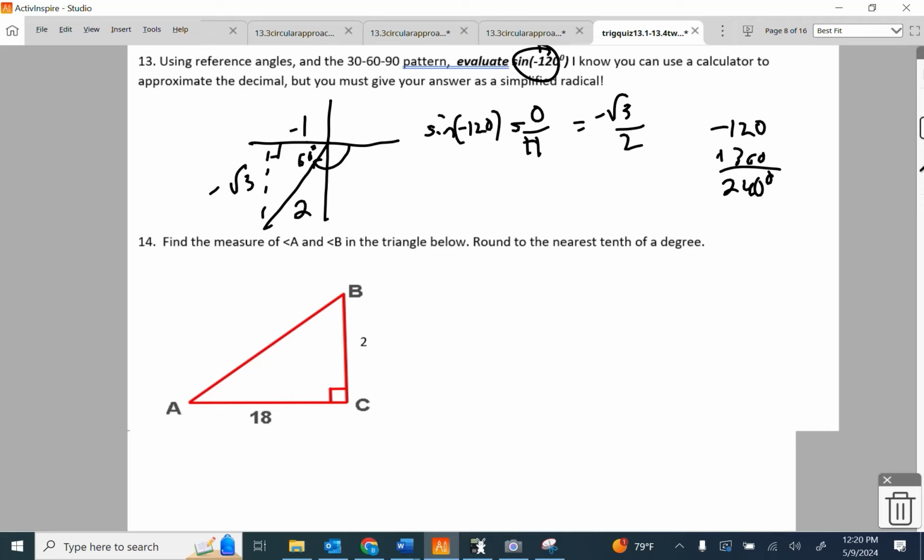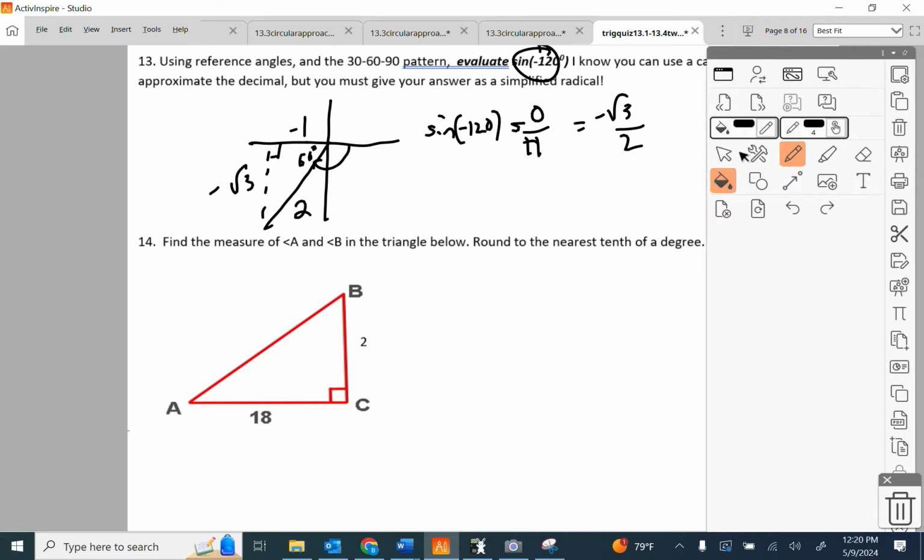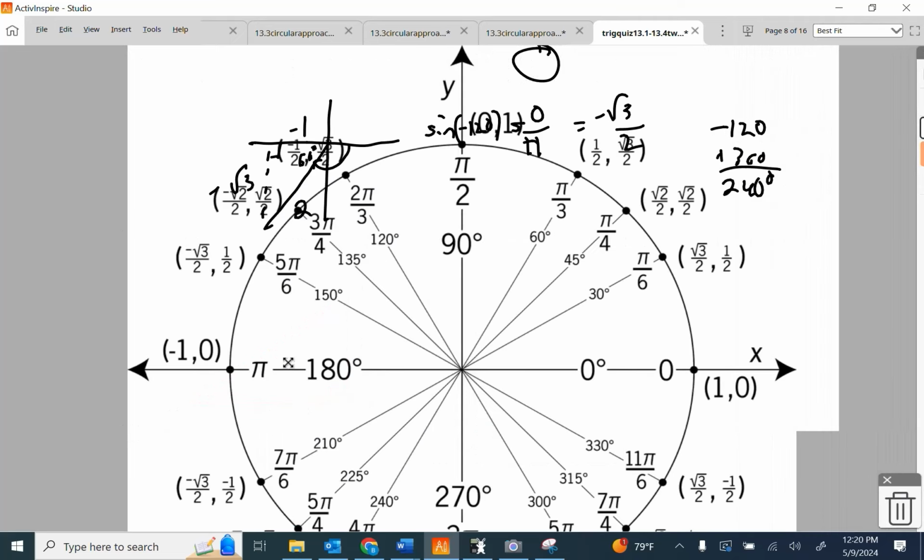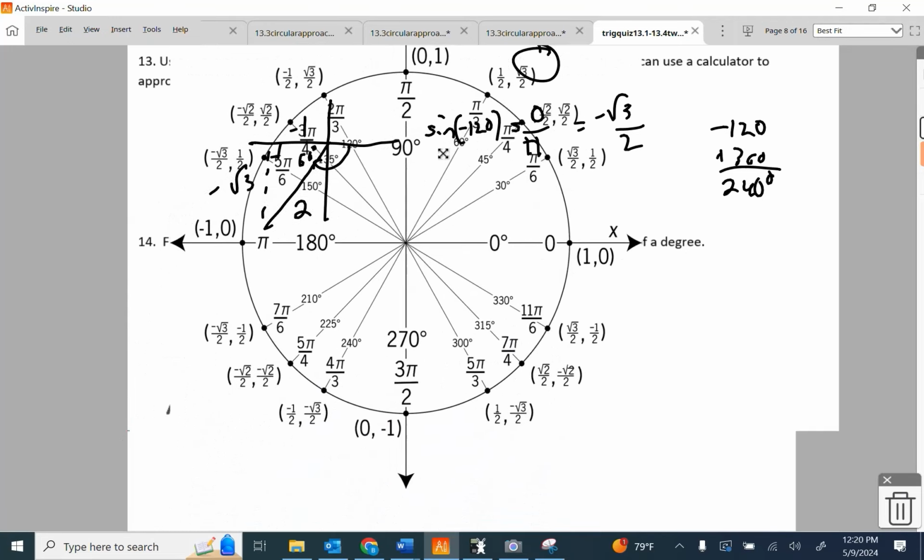I'm going to paste the unit circle again. Some of you will get this, and some of you will appreciate this. Some of you care less what I'm teaching. I'm not sure how you breathe every day.